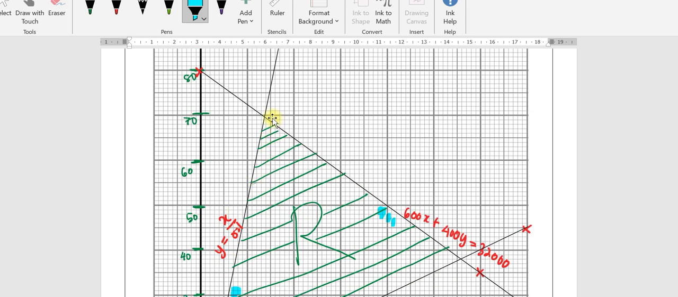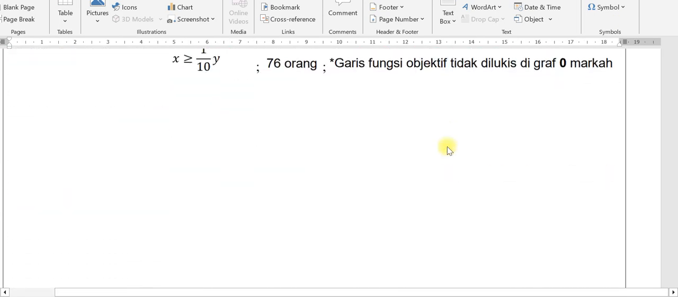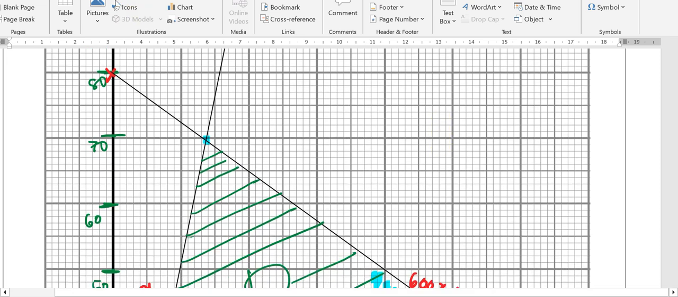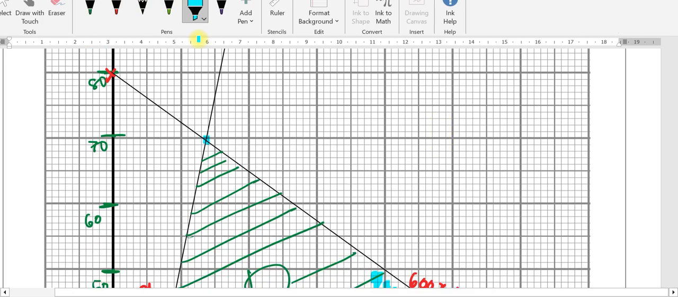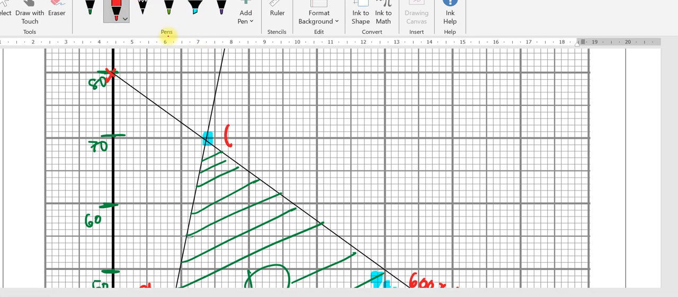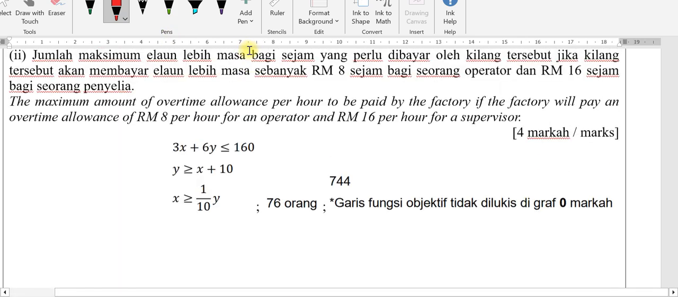X is 0.1Y, right? So here where is the maximum? We have to look. The maximum is here, right? So we have to look there. Line ni maximum is here, right? Here. So try to read the coordinate. This is 5. Your X 6. And then 7. Right? 7, right? So 7 and 70. So what is the total employee? Plus X plus Y.